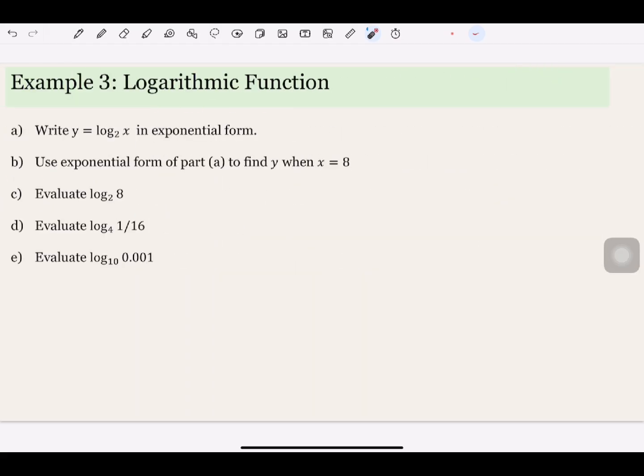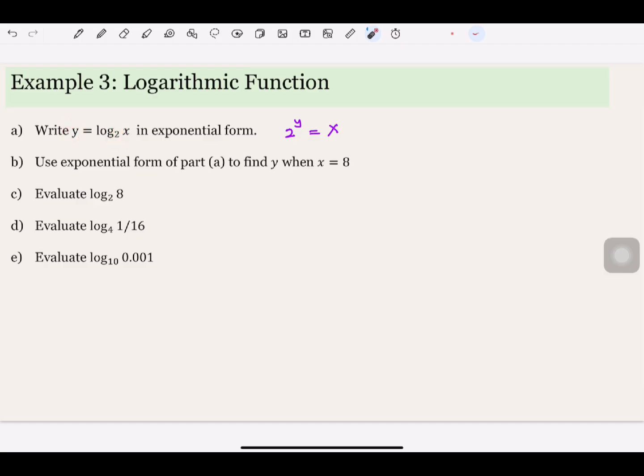Moving on, now let's practice working with logarithmic functions. Here we are going to rewrite, evaluate and use exponential forms. Let's read the first part. You're asked to write this expression in exponential form. Here this 2 represents the base and this is my output. y represents the exponent. So you can write this as 2 to the power y equals x, because 2 is the base and y is the exponent. So 2 to the power y gives you x.